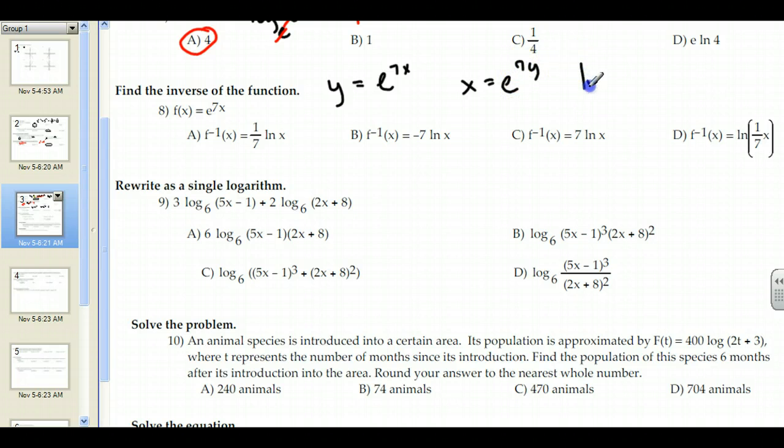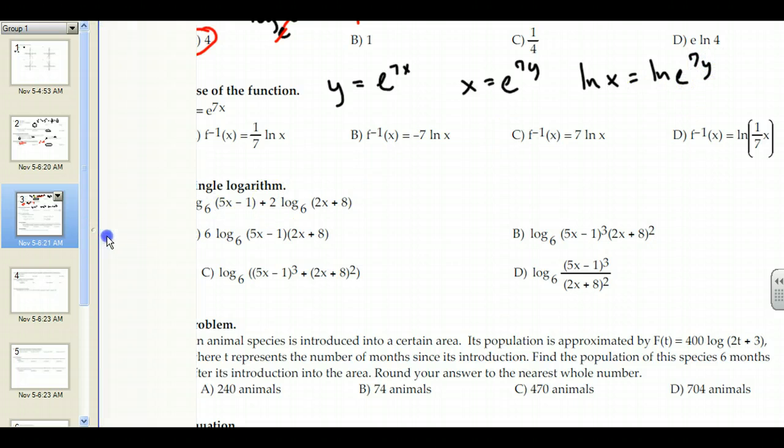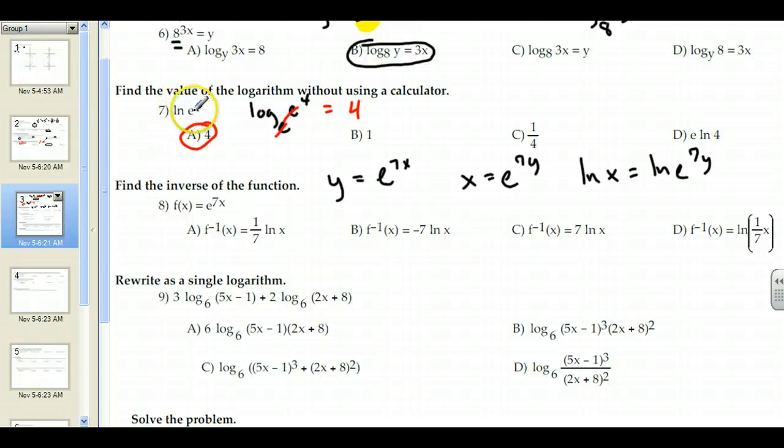So we need natural logs. So natural log of x equals natural log e to the 7y. Same thing that just happened in the last problem. The ln and the e wipe each other out and just leave the exponent. So we end up with the natural log of x is equal to 7y. Then divide away the 7.